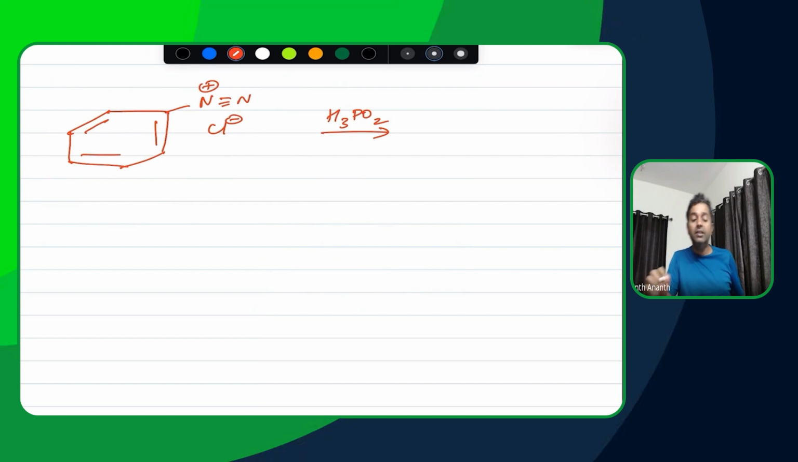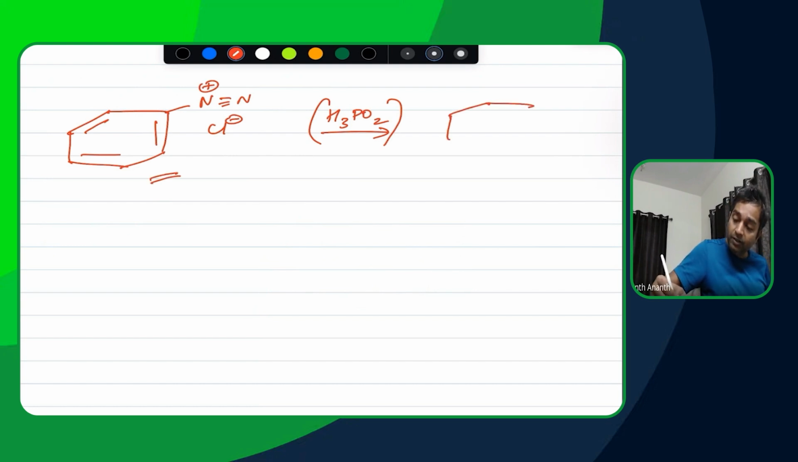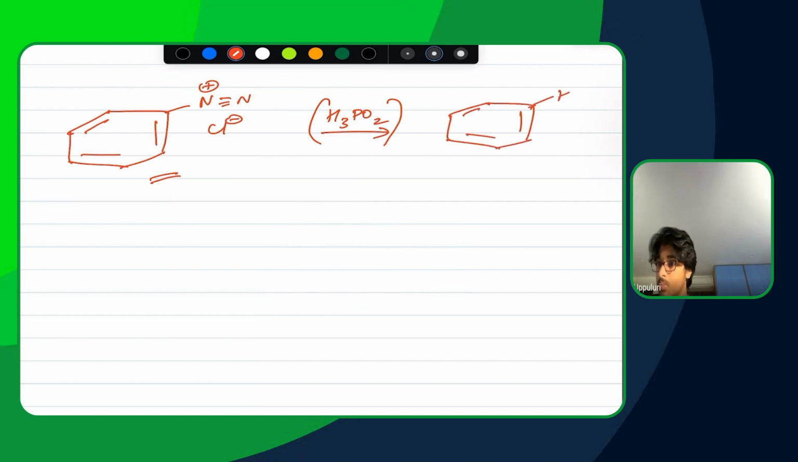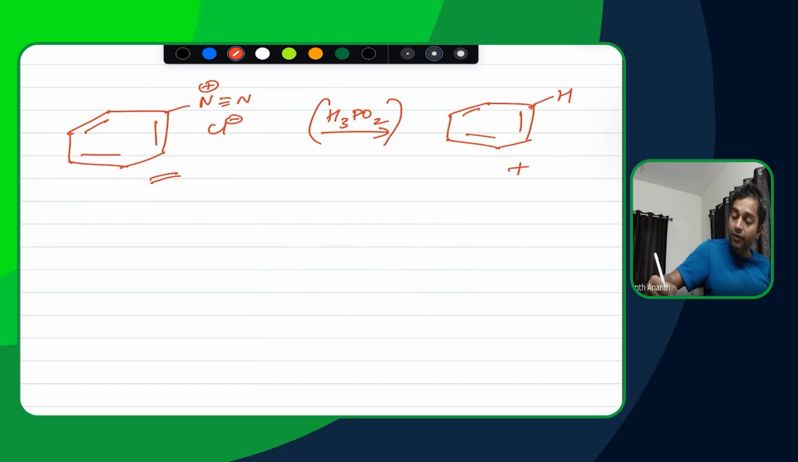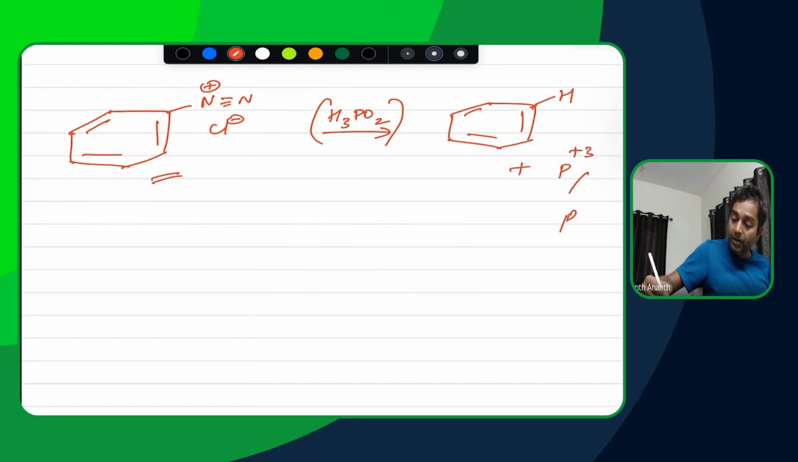You'll end up having this guy undergoing oxidation, and the product will basically become phosphorus +3 or sometimes phosphorus +5 also. But the benzene ring will undergo reduction here to give you benzene. You get benzene and you'll get phosphorus either in +3 or in +5, depending on the hydrolysis stage you're using.